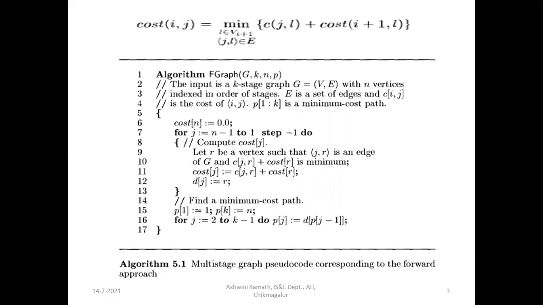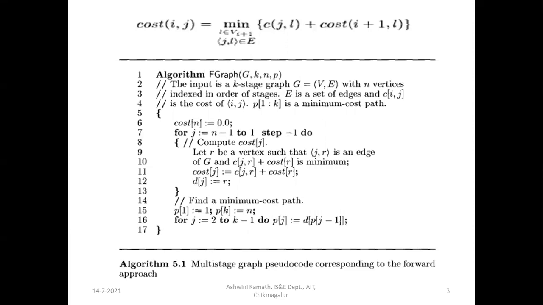So, algorithm FGraph(G, k, n, p). These are the parameters we are passing to the algorithm. The input is a k-stage graph G equals (V, E), where V is the set of vertices and E is the set of edges, with n vertices indexed in order of stages. That is, first-stage vertices first, then followed by second-stage vertices, followed by third-stage vertices, and so on up to the kth stage.